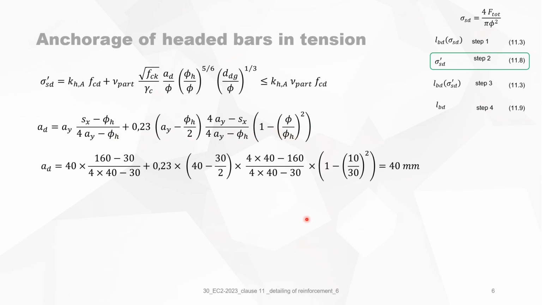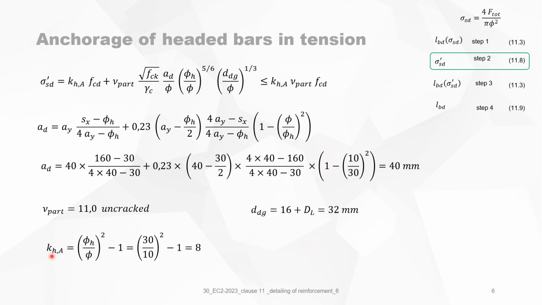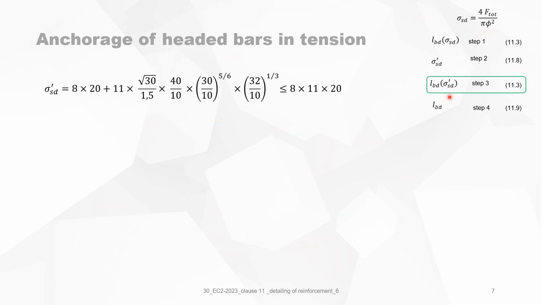It's not that complicated, but you see that AD at the end is 40 millimeters, because this is 0 and this is 1, so it's 40 millimeters. Nu is equal to 1 for an uncracked section, and DDG we have seen is 32 millimeters. KHA is equal to this formula, and it's 8, which is 3 squared minus 1, which is 8. FCD is 20. And then we go to step 3.